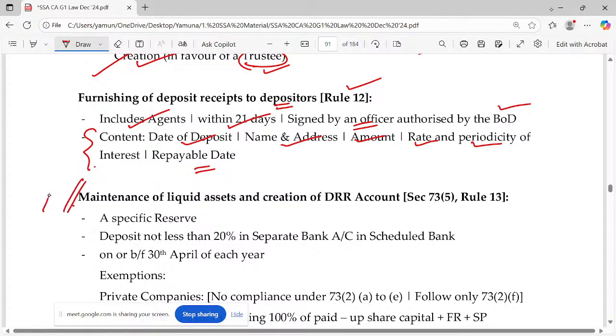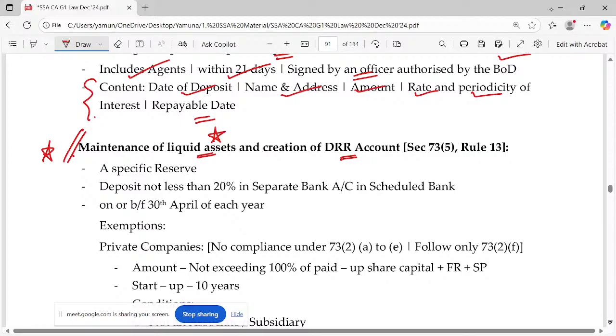Please highlight this point, maintenance of liquid asset and creation of DRR account. You have to maintain liquid asset. In a short time தானே நீங்க பாட்டுக்கு வந்து இன்வெஸ்ட் பண்ணலாம், மட்டும் அது வளர வரைக்கும் வெயிட் பண்ண முடியாது. You cannot wait for the growth of the investment. Okay, so your specific reserve has to be created. What is this reserve called? Deposit redemption reserve. So it's called a specific reserve.